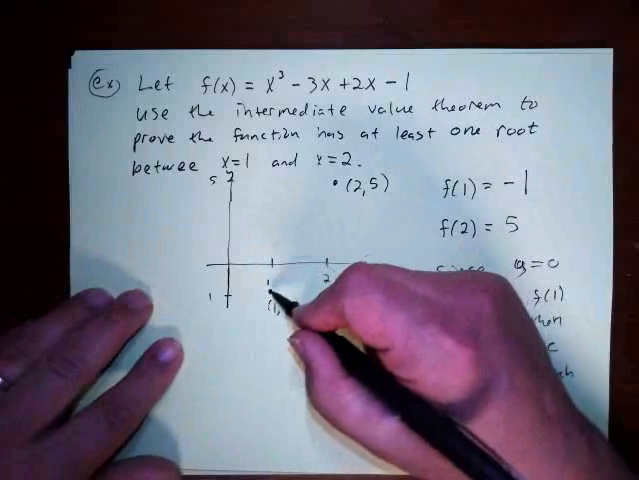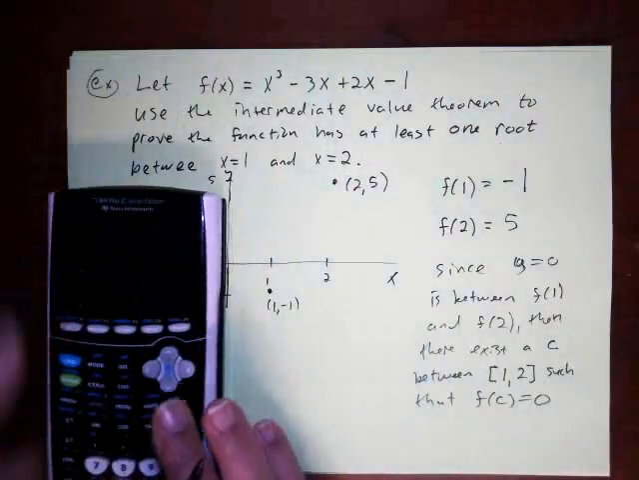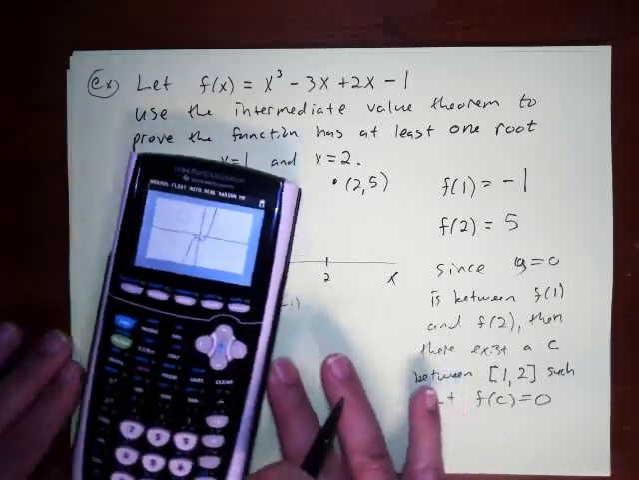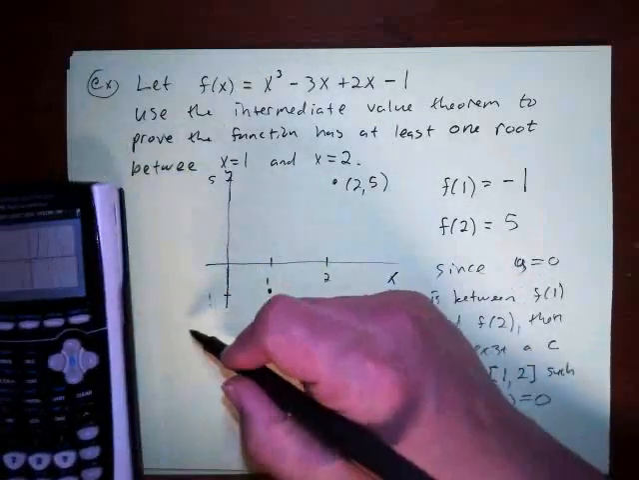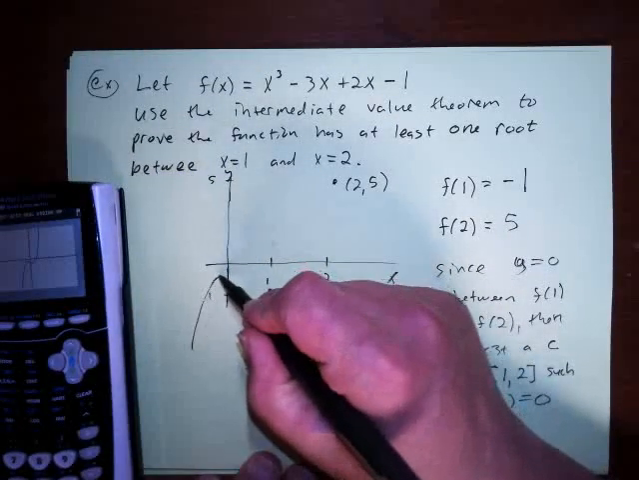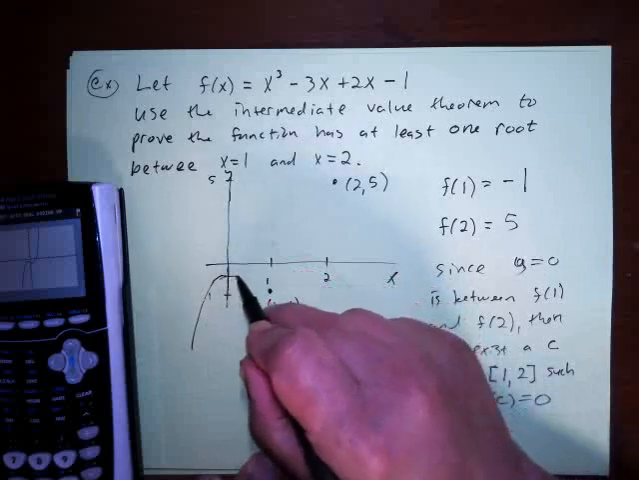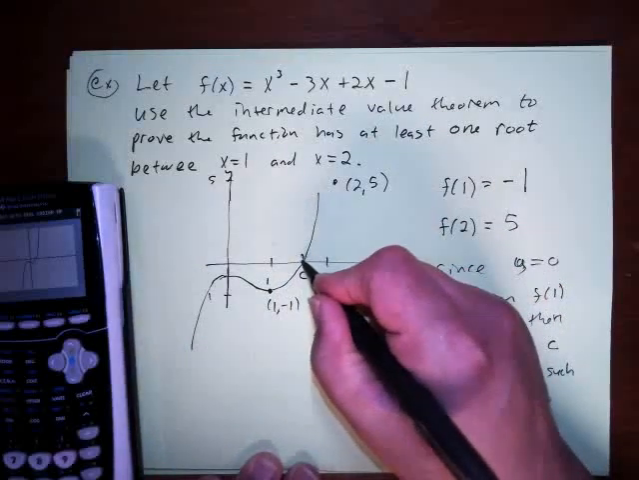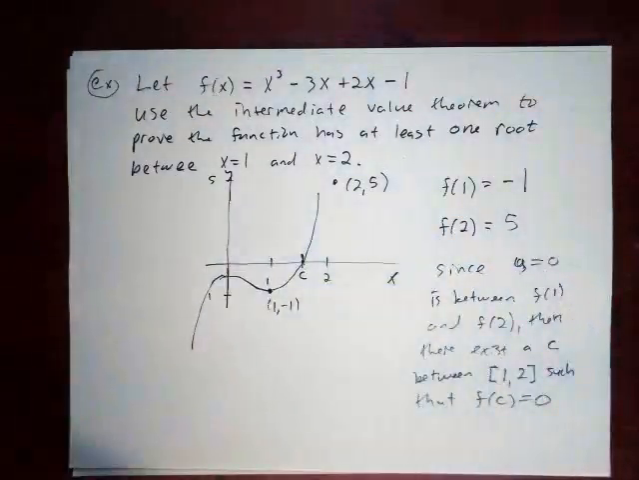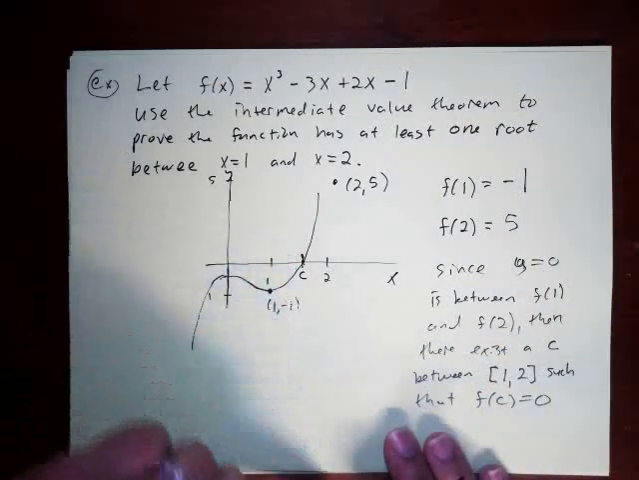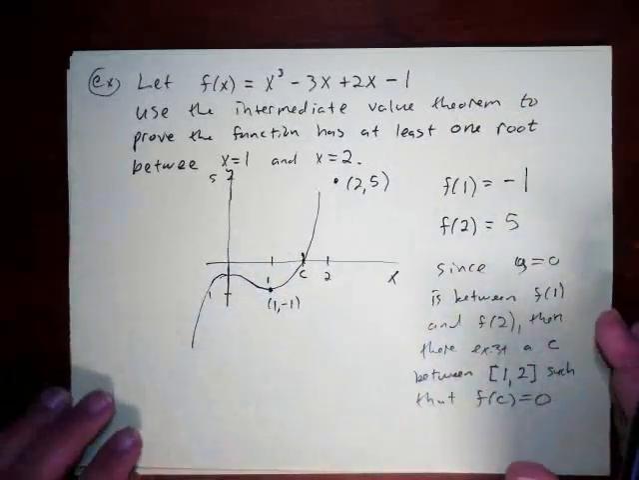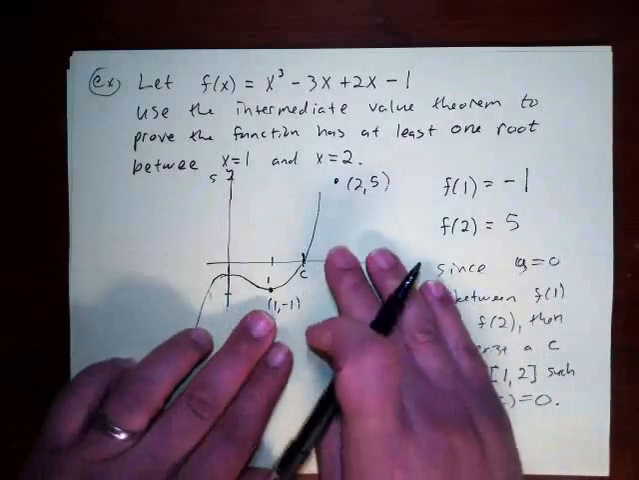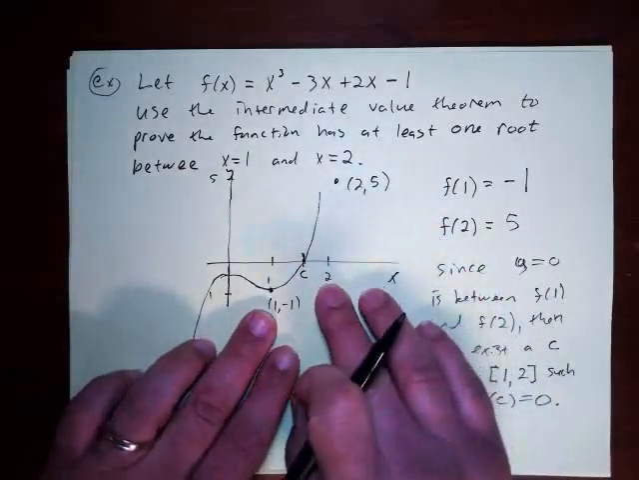And in fact, I actually have the function here. Here's a graph of it. And so you can see that this function is going up, and it's going down, and then kind of going back up. And then this would be the c here, where you get a root to the equation. Okay, so this is an example of how the intermediate value theorem could be used to actually prove that there was a root to the equation between 1 and 2.